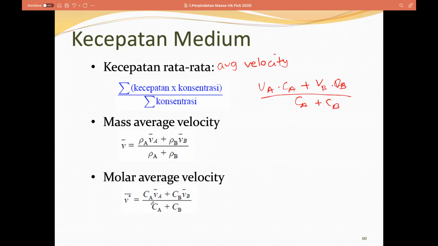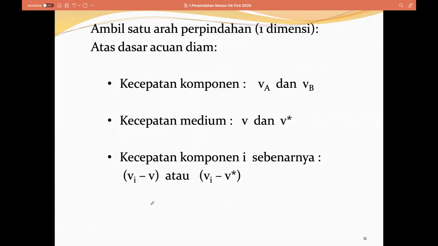So once we know the molar average velocity, how do we find the real component velocity, berapa kecepatan sebenarnya relative to stationary, okay, dengan dasar diam? If we have the component velocities, let's say VA and VB, and the medium velocity, let's say V is for mass and this one is for a molar basis, then the true velocity of the component i is the velocity of itself minus the velocity of the medium.